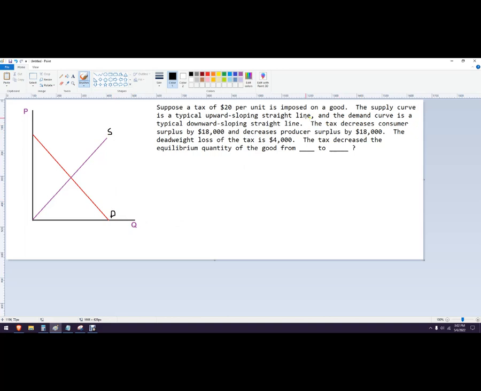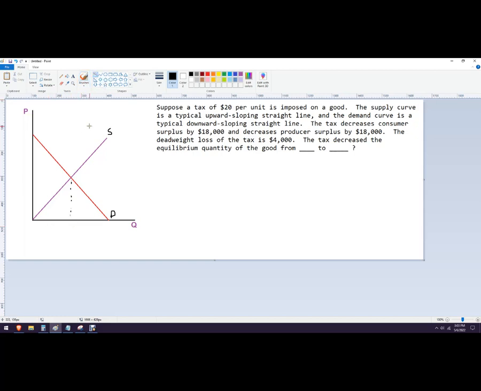Okay, and then the tax decreases consumer surplus by a total of $18,000, decreases producer surplus by $18,000. The deadweight loss from the tax is $4,000. We want to know what the difference in quantity is, from where to where. So where are we here versus where are we going to decrease?